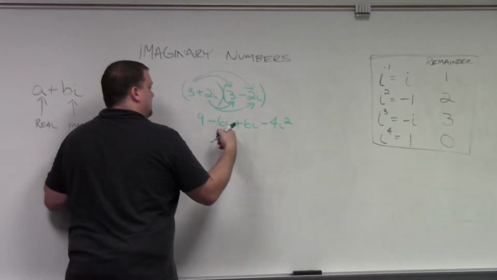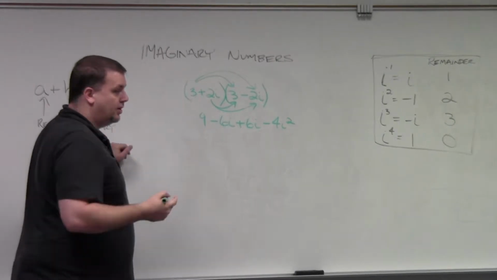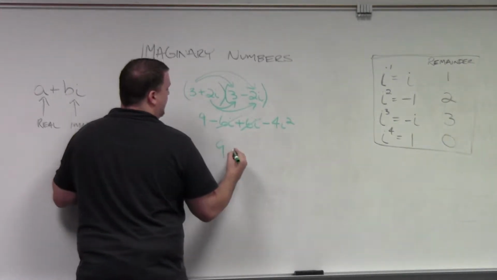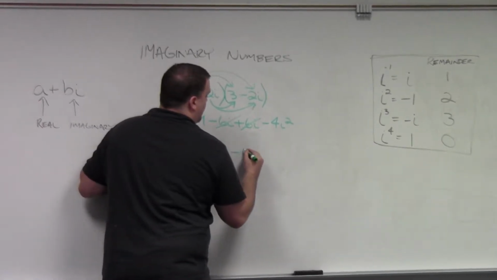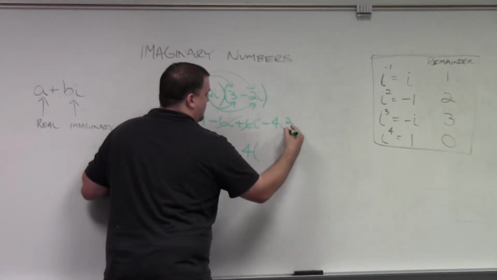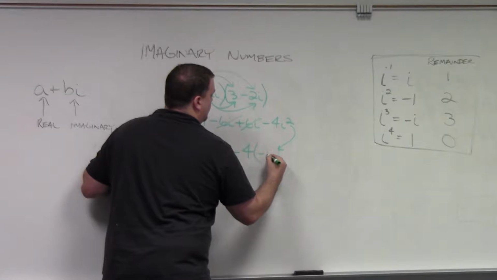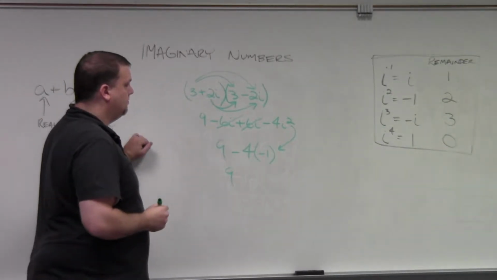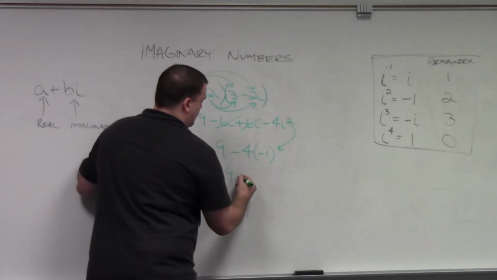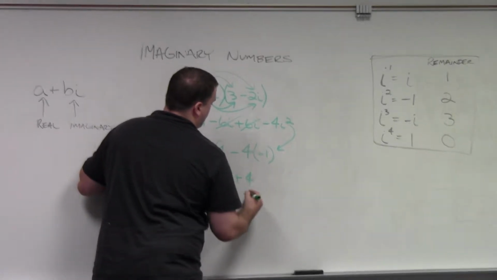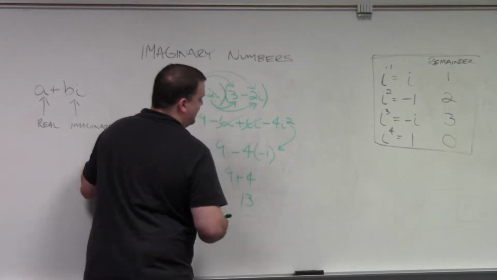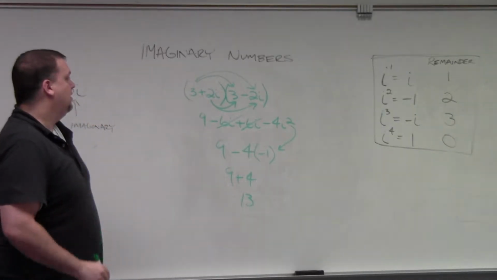What's going to happen to those 6i's in the middle? They cancel out. Right, just like from a difference of squares, the middle terms cancel out. So I've got 9 minus 4i squared, and i squared once again is just negative 1. So what's negative 4 times negative 1? Positive 4. Yeah, that's what I meant. And 9 plus 4 is 13.